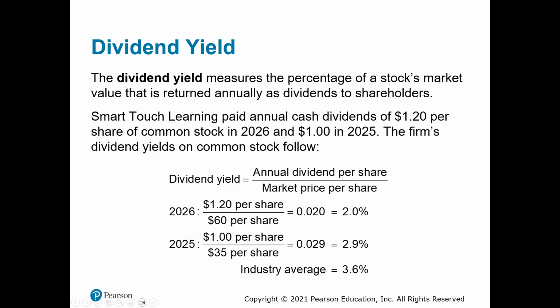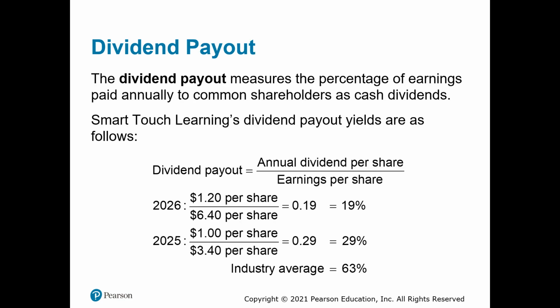So there is a world that SmartTouch can exist in right here, where even though they're paying out $1.20 per share, somebody could look at it and be like, you're paying out a little over half of what everybody else is paying. Jack up our common dividends, please. We want higher dividend payments.